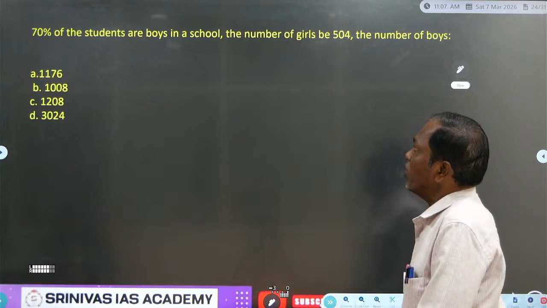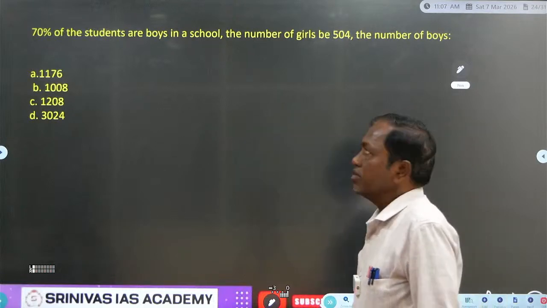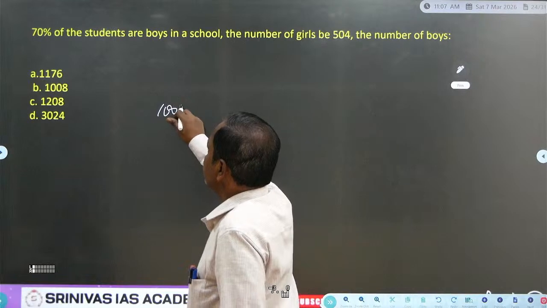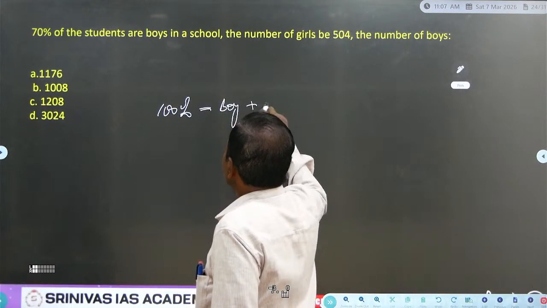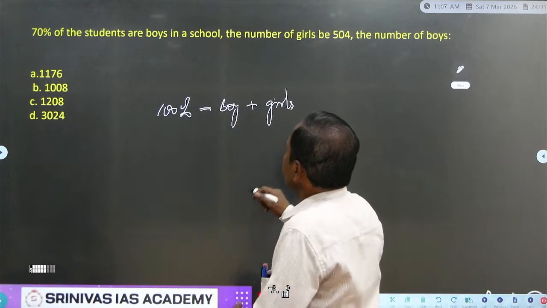70% of the students are boys in a school. The number of girls is 504. The number of boys is? How do you do that? The total strength is what? 100%. This is equal to what? Boys plus girls. Total 100% is boys and girls.